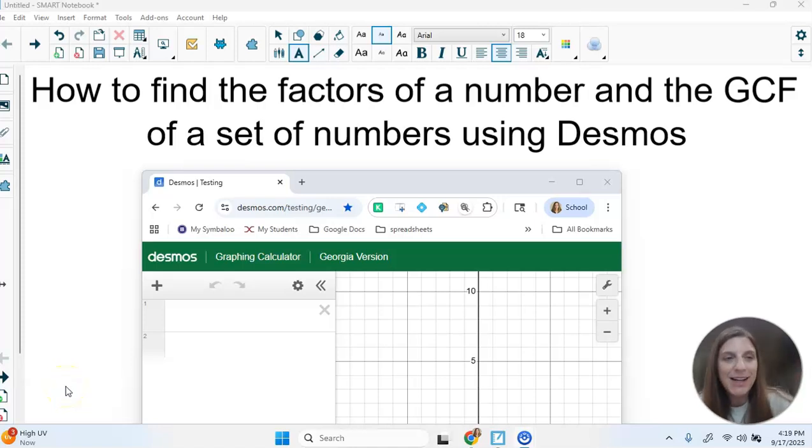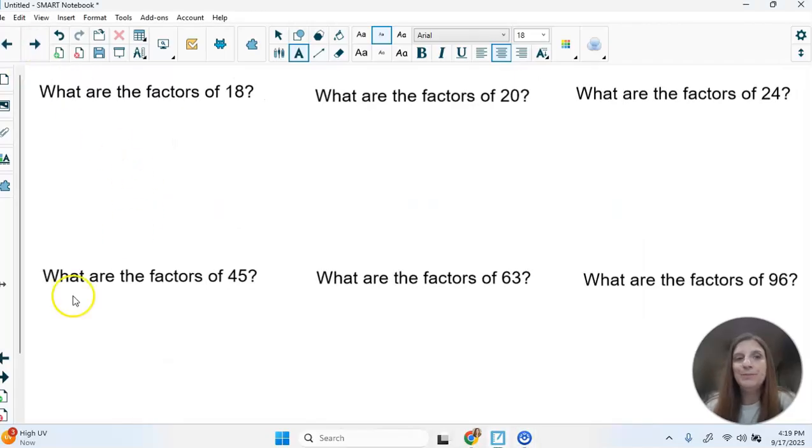Hey algebra friends, I am glad that you are watching this video because you are about to get some really big calculator hacks, some things that will make your life a lot easier when you are factoring polynomials. So today in this video, we're going to talk about how to find factors of a number and how to find the greatest common factor of a set of numbers, both ways using Desmos. So let's jump right in.